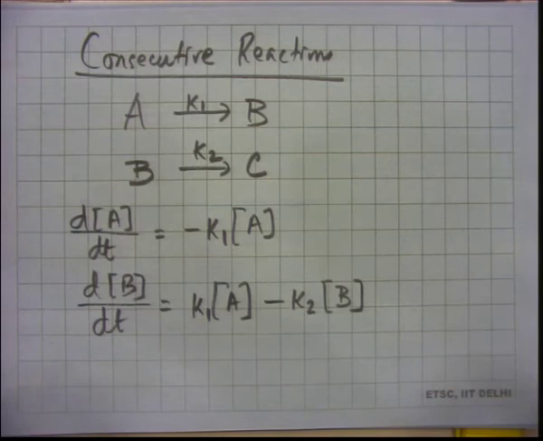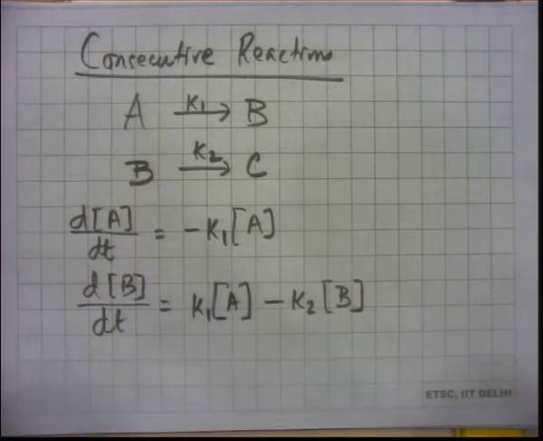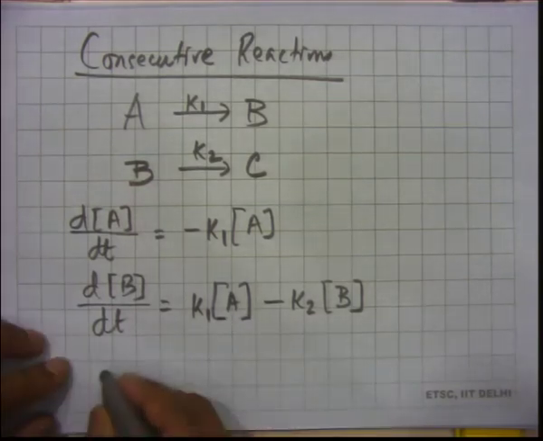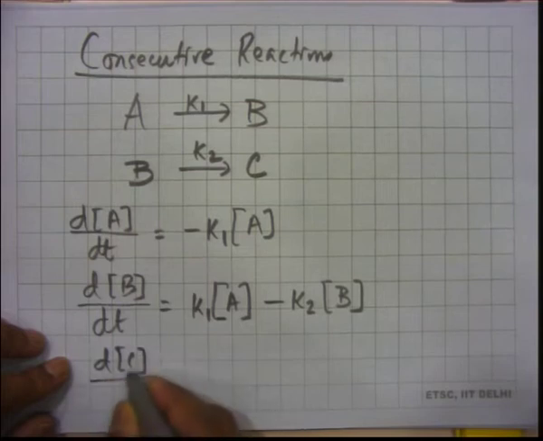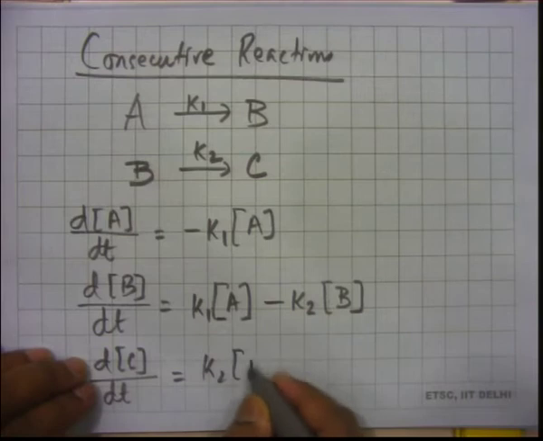By the way, do you all understand why we are writing A in square brackets and B in square brackets? These are concentrations. So, kilomole per meter cubed, or maybe gram mole per cubic centimeter, units like this. So, number of moles per unit volume is concentration. That is what writing square brackets means. So, we got a d[C]/dt also. What is that? k2 into [B].